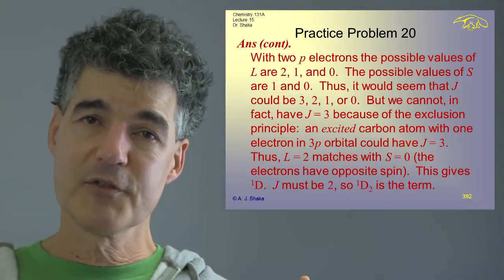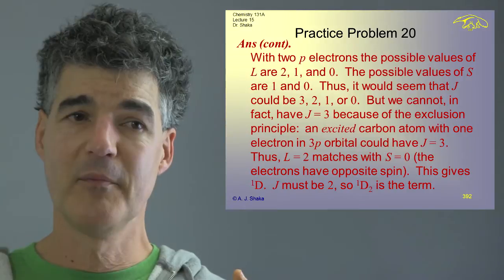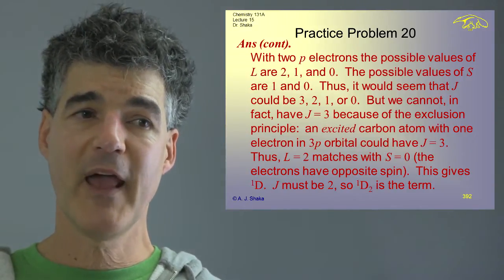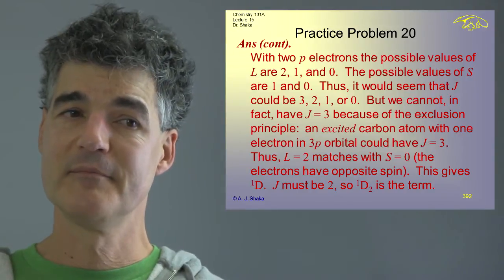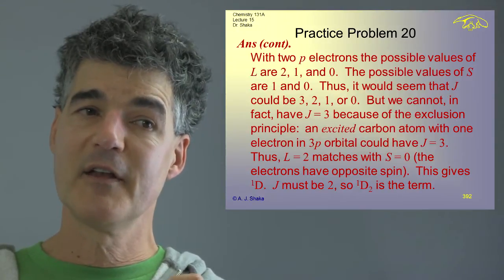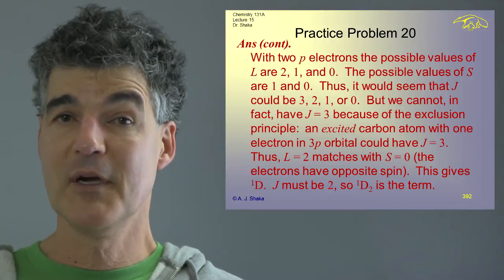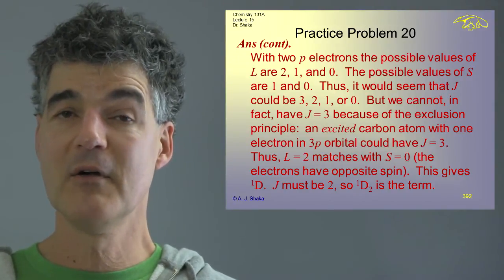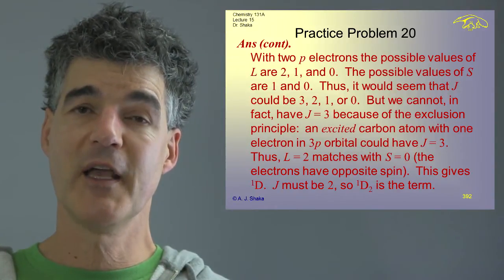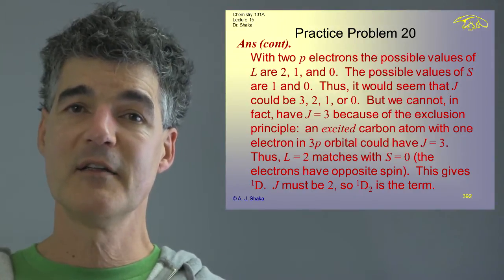Therefore, if we have L equals 2, we have to have them paired, so we have S equals 0. The electrons have to have opposite spin. And the term that arises from that is singlet D. So if it's singlet D, then that means that J has to be 2, because S is 0. 2S plus 1 is 1. S is 0, D, so the series stops with J equals 2, and so the term that arises is singlet D2.